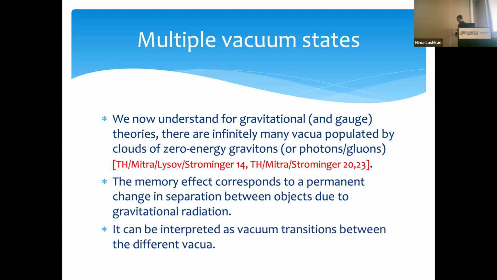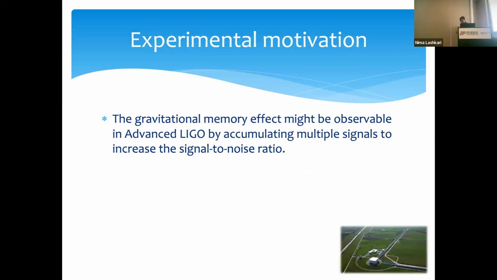And it turns out that this memory effect that captures this offset in the separation between the two objects can be interpreted as a vacuum transition between two different vacua. That's what I said previously. Why are we interested in the memory effect? Well, there's an experimental reason. The gravitational memory effect, once we detect it, will be a non-trivial check of general relativity. And it is believed that, in fact, advanced LIGO already has enough data to verify it.